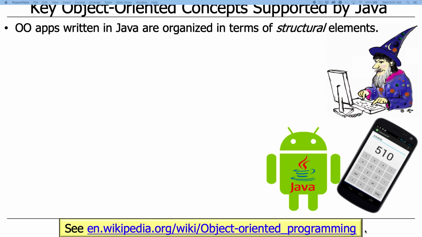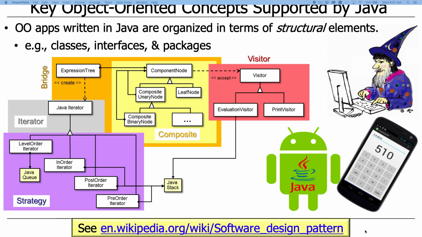When you write an object-oriented program in Java, it's organized in terms of structural elements. And the most obvious ones are the classes and the interfaces and the packages. And again, hopefully you're very familiar with what a class is. You're hopefully somewhat familiar with an interface. An interface is just kind of a lightweight version of a class. And a package is just a way to group a bunch of classes and interfaces together in some logical grouping of some kind.